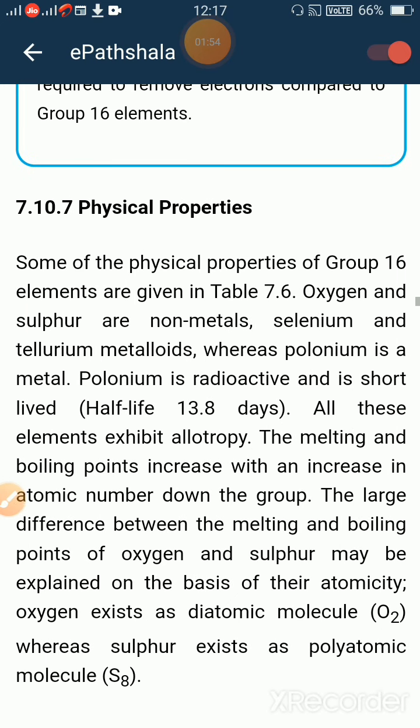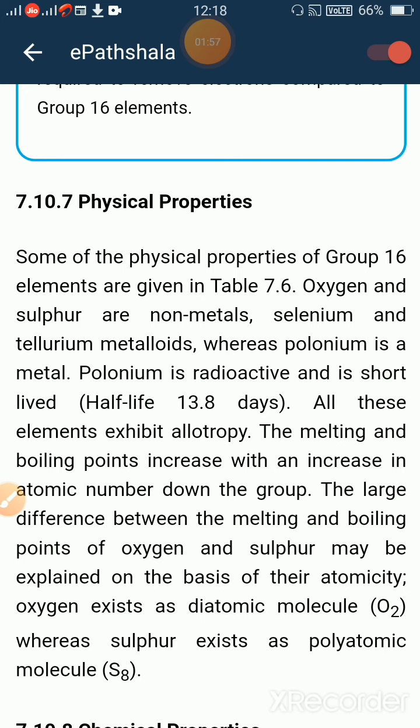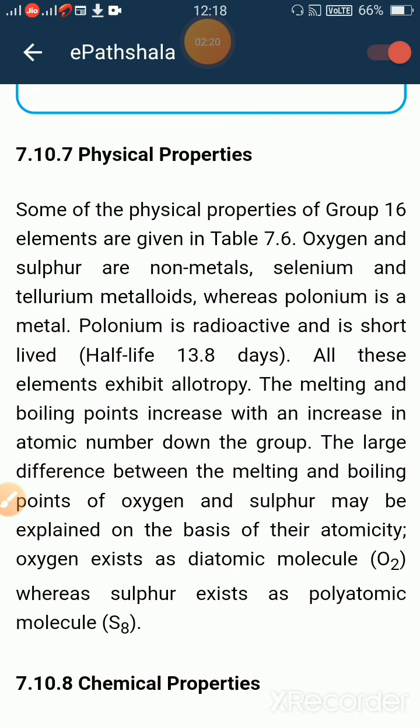Physical properties. Some of the physical properties of group 16 elements are given in table 7.6. Oxygen and sulfur are nonmetals, selenium and tellurium are metalloids, whereas polonium is a metal. Polonium is radioactive and is short-lived. Half-life is 13.8 days. All these elements exhibit allotropy.